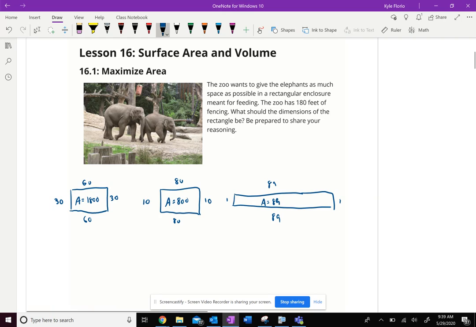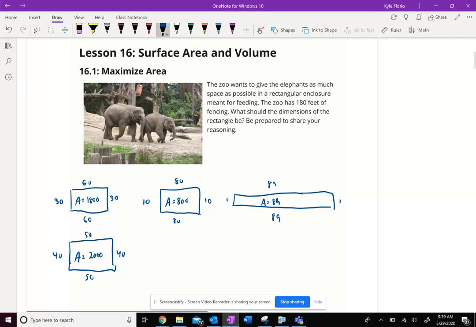So I'm going to try, let's do like a 40. Let's see, if I let these both be 40, these would need to be 50 because then I have 90 and 90, which is 180. The area of this is going to be 50 times 40, which is 2,000. So this is the biggest one so far, and it seems like the closer the dimensions get to each other, the bigger the area is getting.